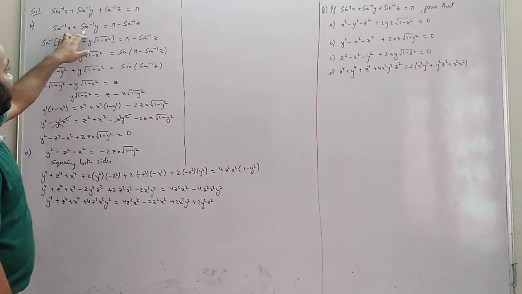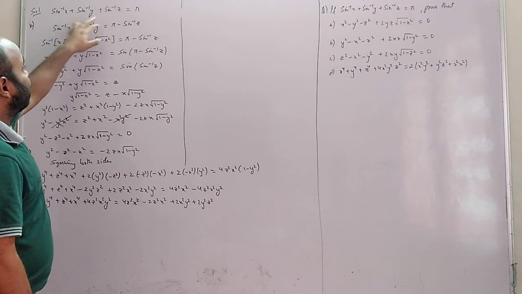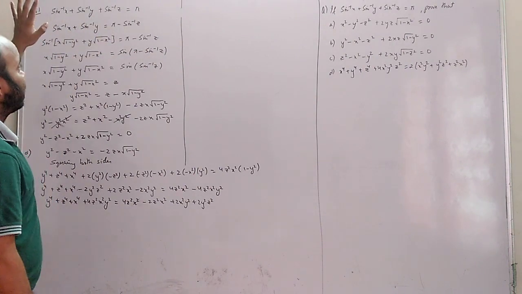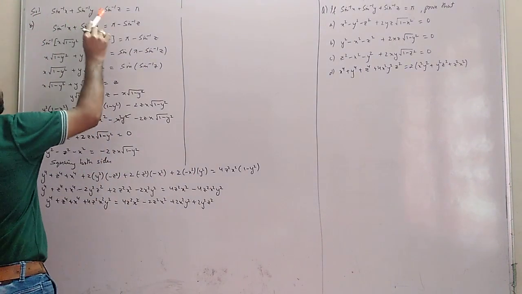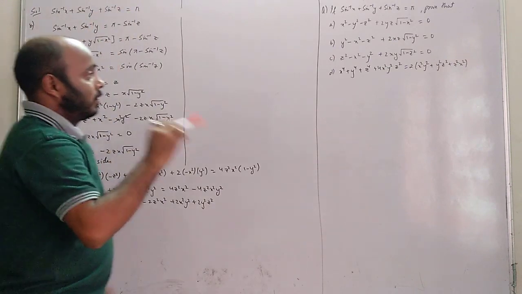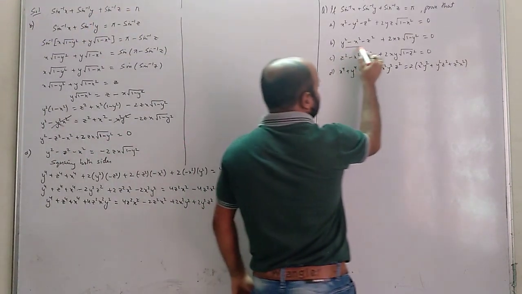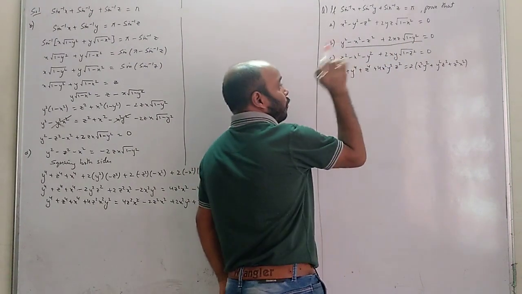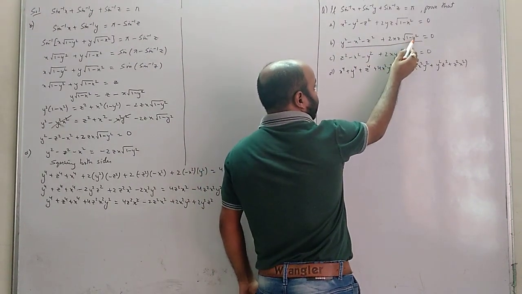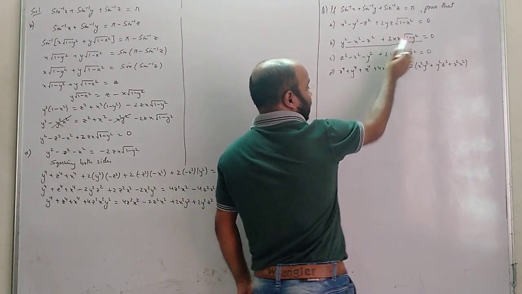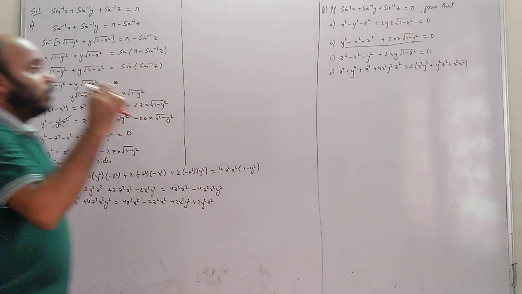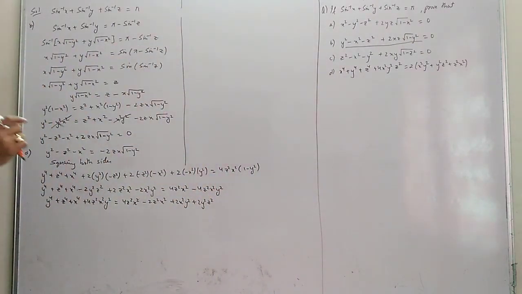Sine inverse x plus sine inverse y plus sine inverse z equals pi is given to you. Now, out of these 3, which one to shift? Check out the B. In B, check with which term we have root. So we have root with a y term. Whichever term has a root, that term you keep on one side. Out of the other 2, shift any one.